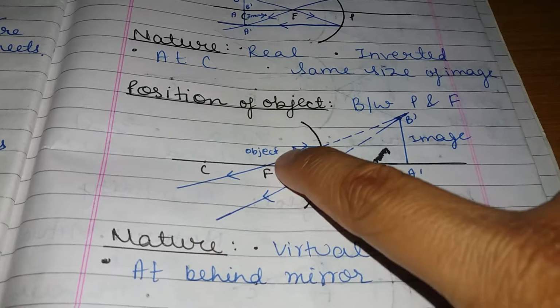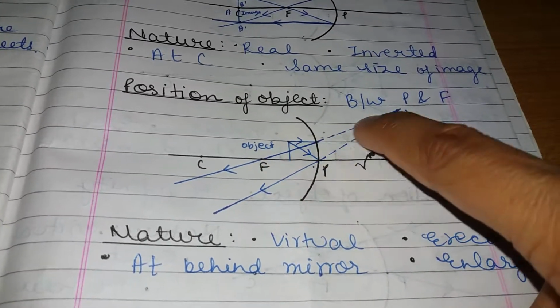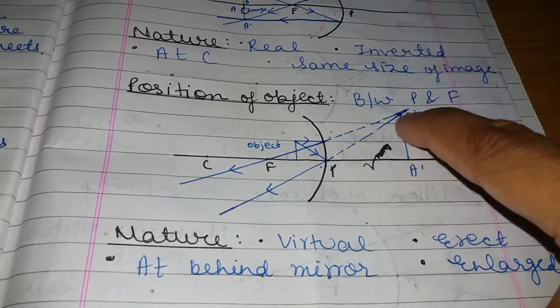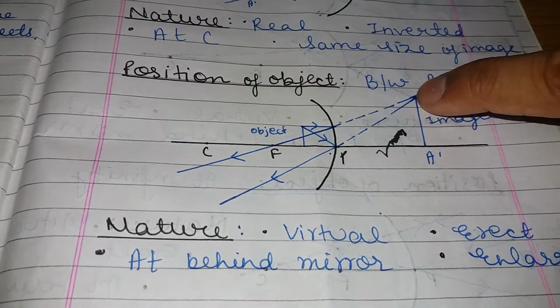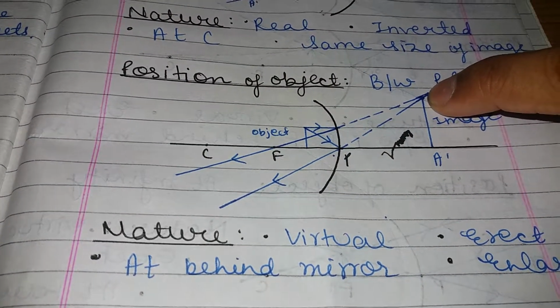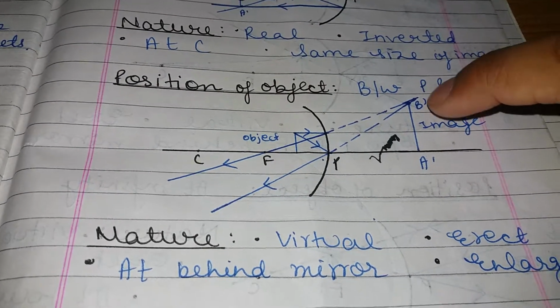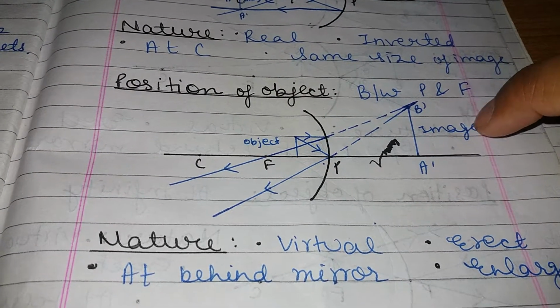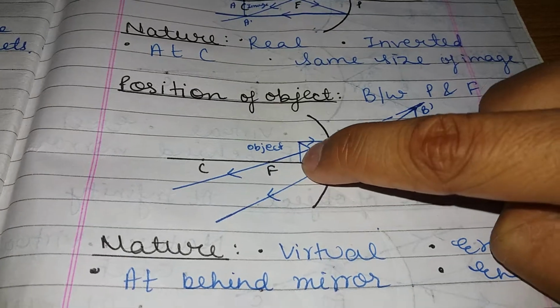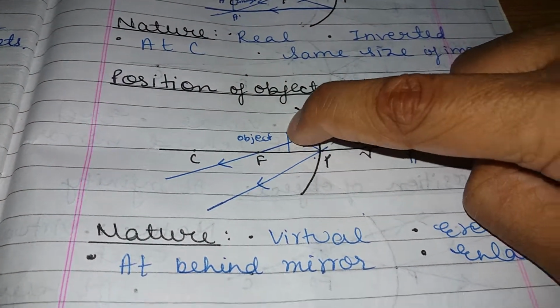When a ray is obliquely making an angle on the pole, after reflection it will also be obliquely reflected back. So when we produce it behind the mirror, we can conclude that they will actually meet at a point. So we can name this point A dash B dash. Here A dash B dash is our image and this line is our object.